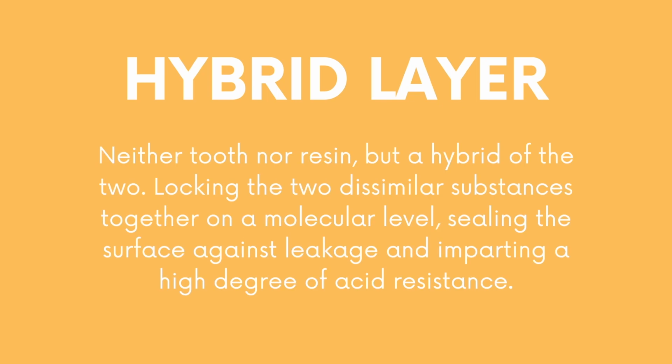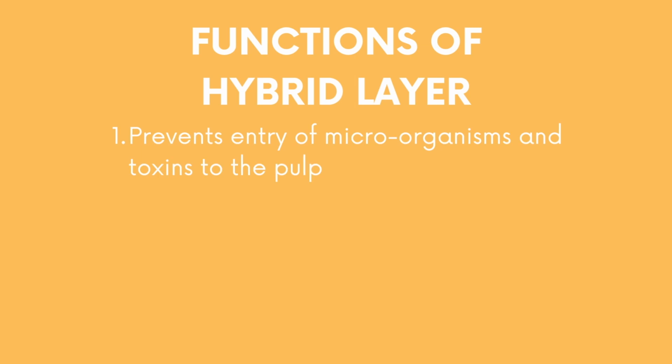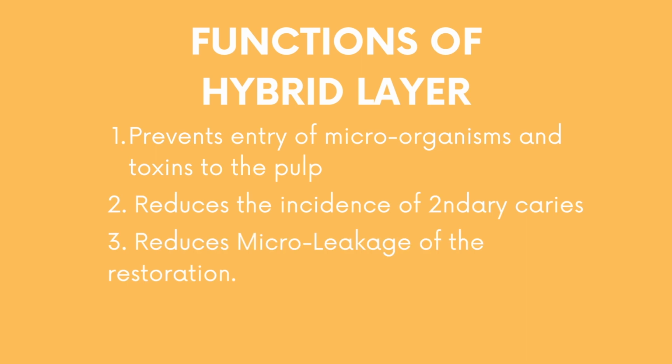collagen network. When the adhesive infiltrates the dentine surface, it forms something called a hybrid layer, which is neither tooth nor resin. And this hybrid layer has a few functions. Number one, it prevents entry of microorganisms and toxins to the pulp. Two, it reduces the incidence of secondary caries because we don't really want decay under the filling that we've just placed. Three is it reduces micro leakage. And four, it reduces post-op sensitivity, which will make you very, very popular with your patients.